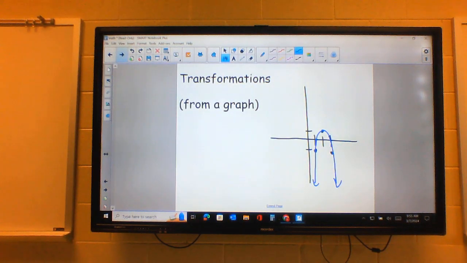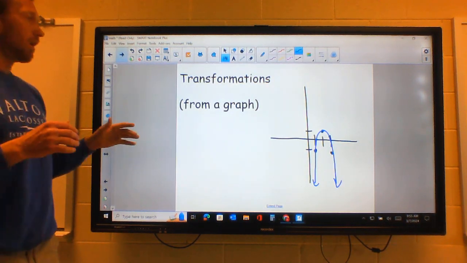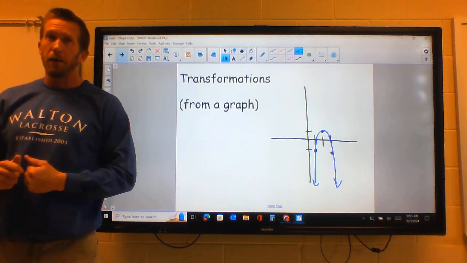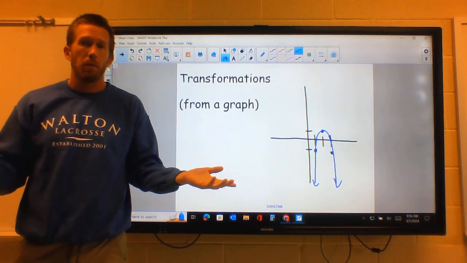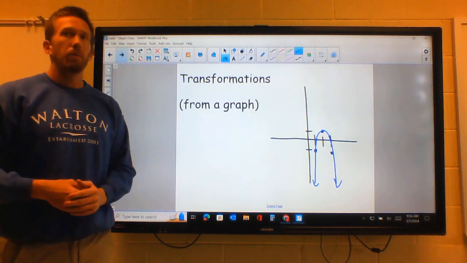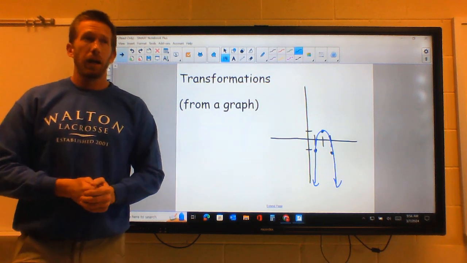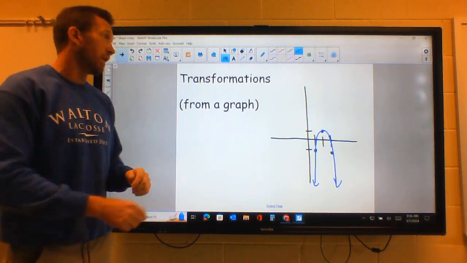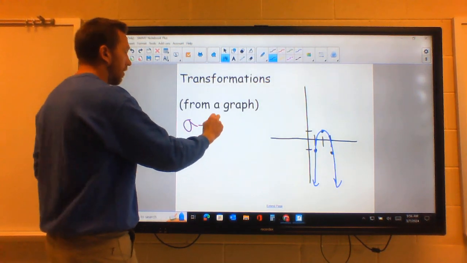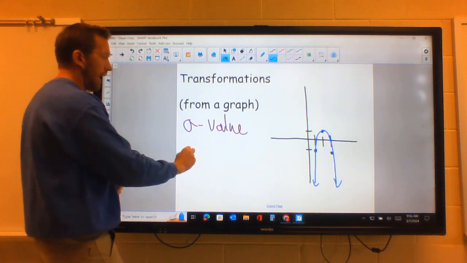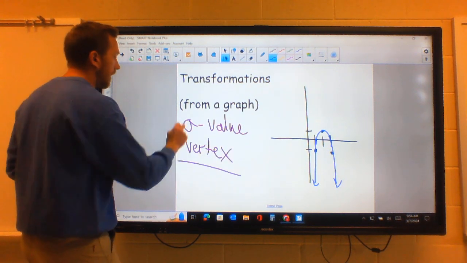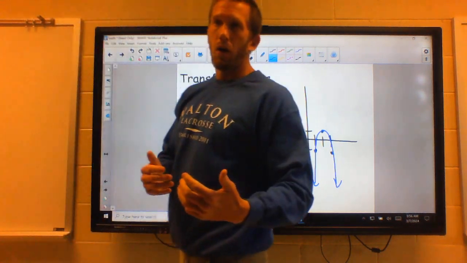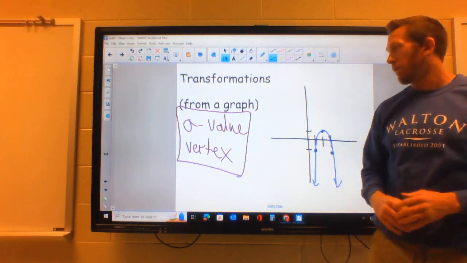All right, the next main skill that we want to talk through for the test tomorrow is transformations, and specifically being able to identify them from a graph. Because if we know how to graph it, which we've spent so much time practicing, then we should be able to get to this step. So the only two things we care about are the a value and the vertex. This is the core common theme that I've been using to teach this for the last week or so. Once we know our a value and our vertex, everything stems from that.